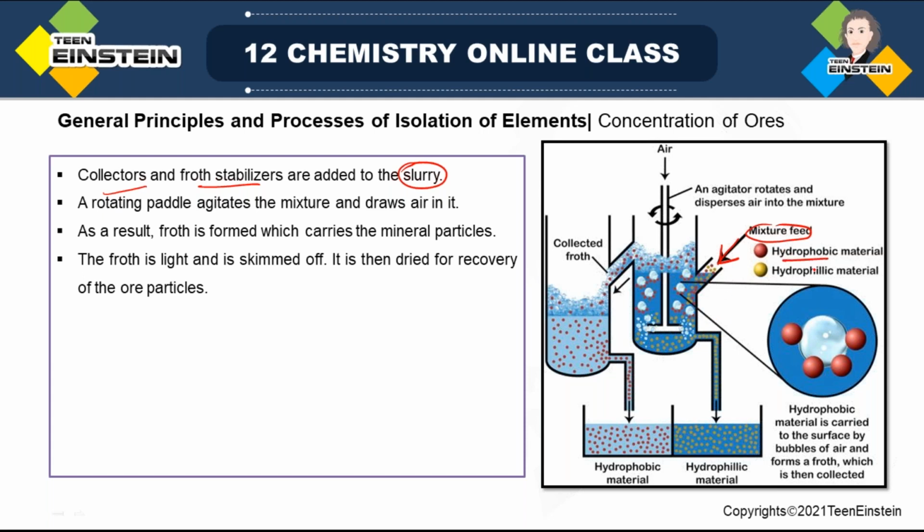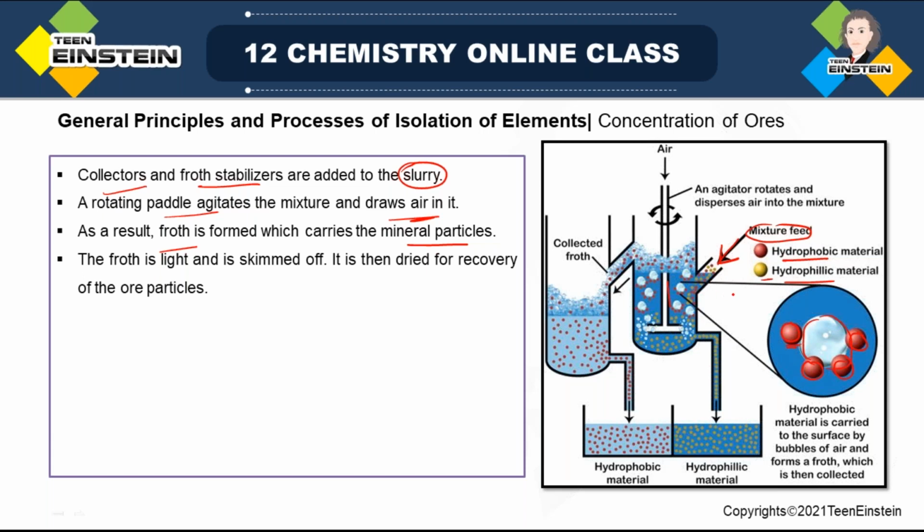In this mixture you have both hydrophobic material, which is not soluble in water, and hydrophilic material, which has an attraction for water, that means it is soluble. So both types of material are present. Here we are using a rotating paddle which will agitate the mixture, and as a result air will be drawn in. That is the purpose of using this agitator. So there will be formation of froth, bubble-like material, which carries the mineral particles. If we enlarge this part, this is the air bubble, and all these are hydrophobic particles. The hydrophilic part is attracted to water, so these hydrophobic ones are not attracted to water and sit on the surface of the air bubble.